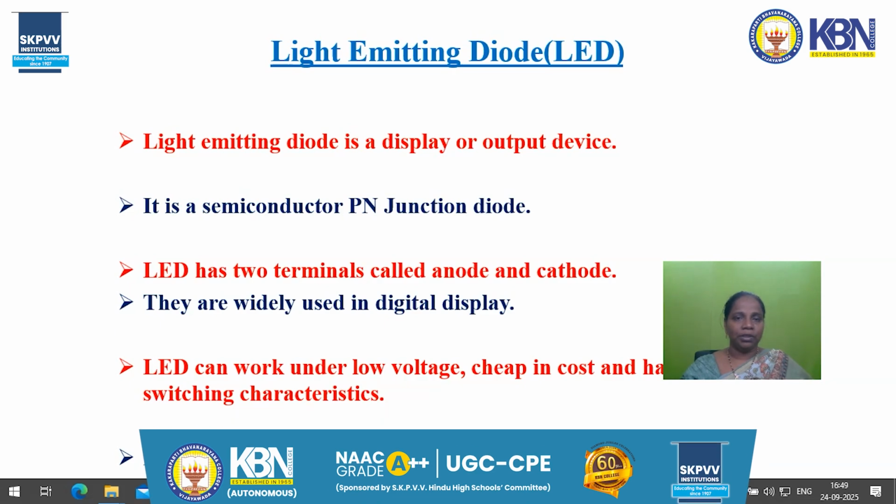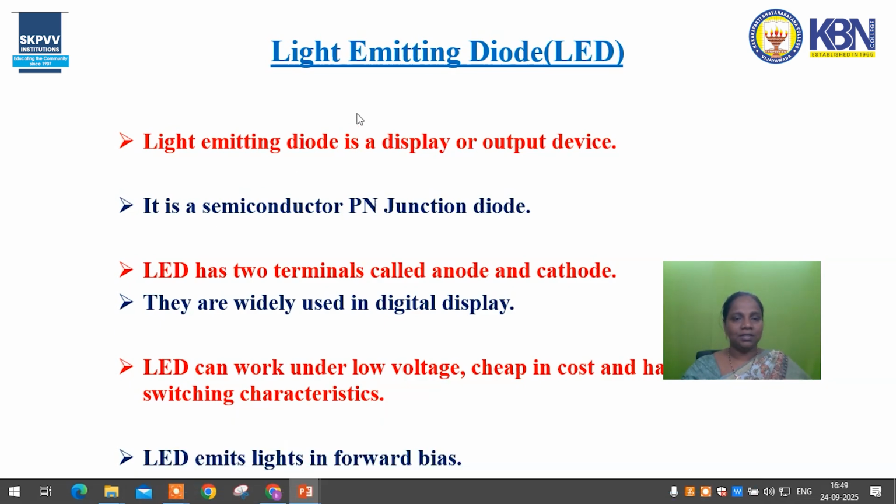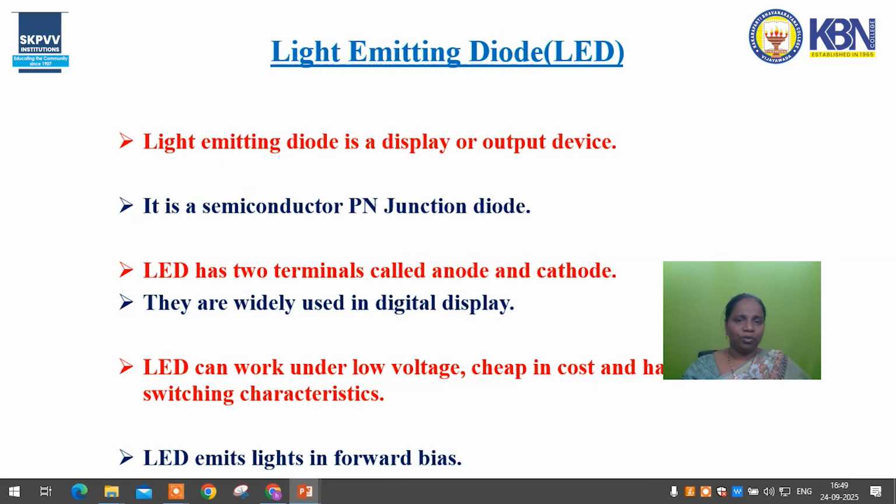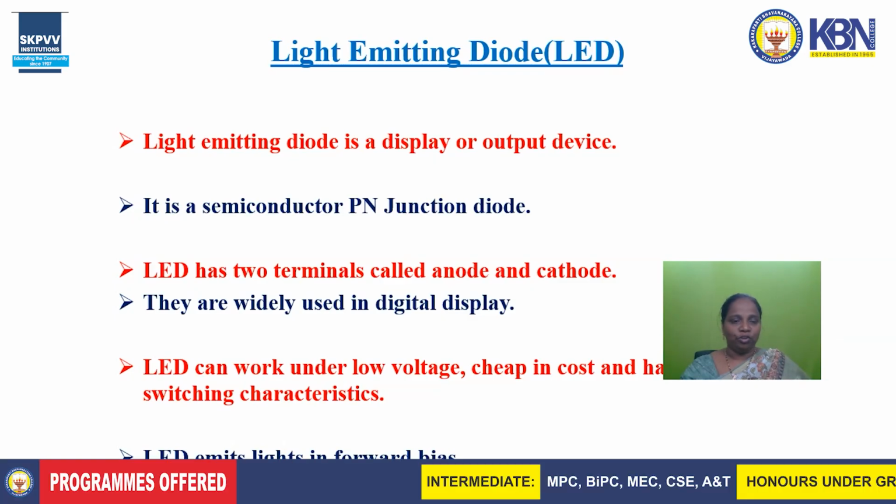I want to share something about the concept of LED, which is part of the 5th semester physics subject, electronic instrumentation. Firstly, LED is a display device. LED stands for light emitting diode. Any diode contains two terminals, one is cathode and another one is anode. Just like that, LED also contains two terminals named anode and cathode. LED is connected in forward direction.